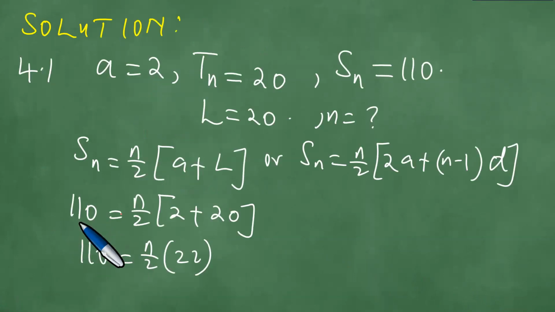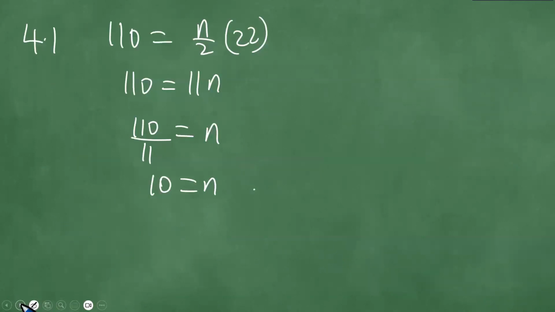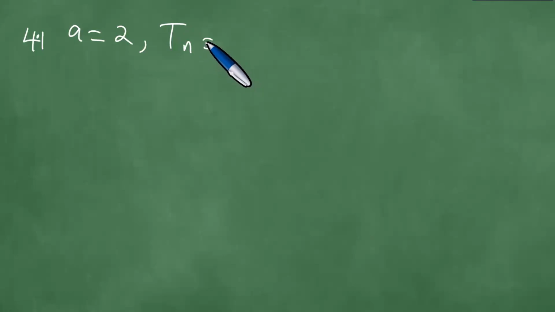Okay, look, here this one can be done in many ways because I'm going to explore another way to do this. It's still 4.1 we're dealing with. You see, they said the first term is 2, and the last term is what? Is 20. And the sum of all the terms is 110.